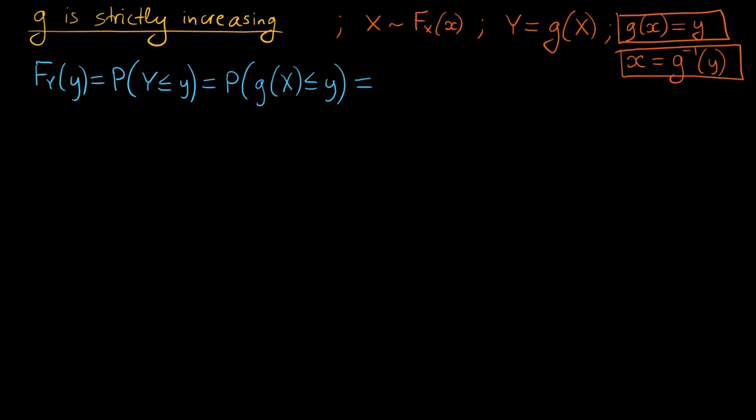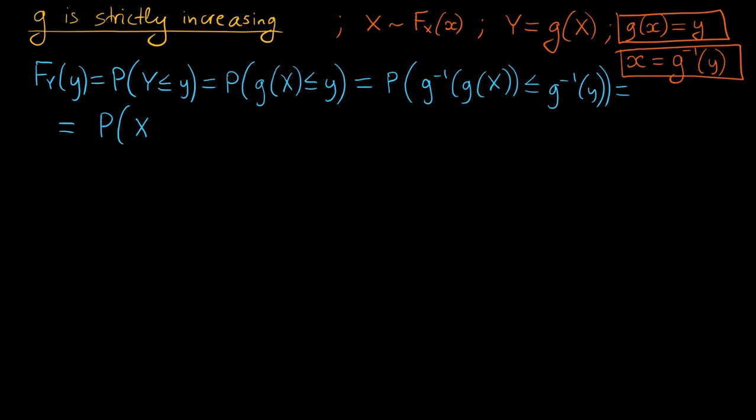Now we apply g inverse to both sides, and because g is strictly increasing, it is order preserving. So what we get is g inverse of g of x less than or equal to g inverse of y. And on the left side we get just x, and we get this. And that's just the CDF of x evaluated at g inverse of y.